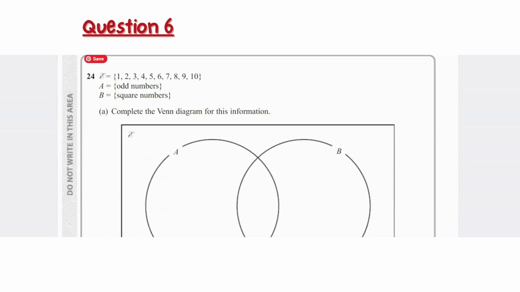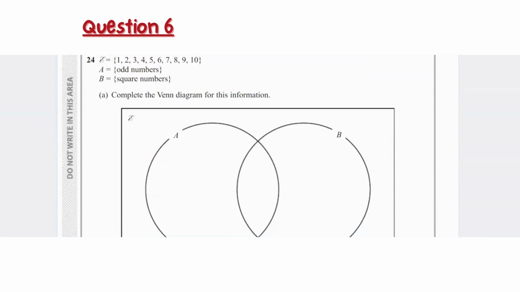Question 24 says that we have a universal set of 1, 2, 3, 4, 5, 6, 7, 8, 9, 10 values. A is odd numbers and B is square numbers. Complete the Venn diagram. So let's start with the intersection. The intersection between odd and square numbers is going to be 9 and 1 because both are square numbers and odd numbers. Square numbers other than that are 4 in the universal set. Odd numbers are 3, 5, 7, and that is it.